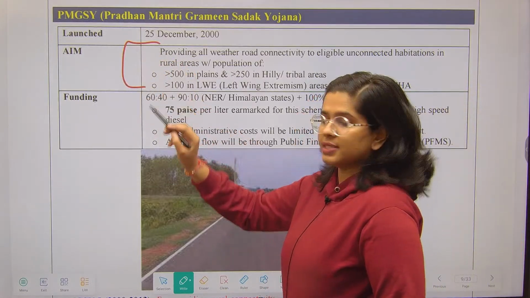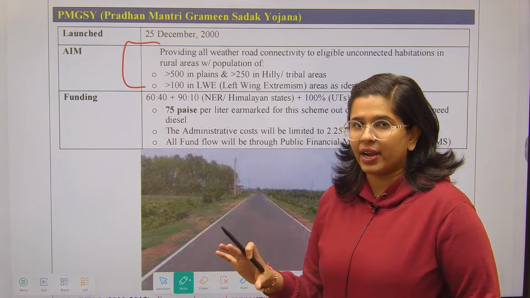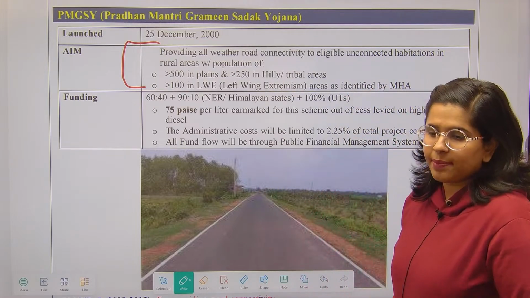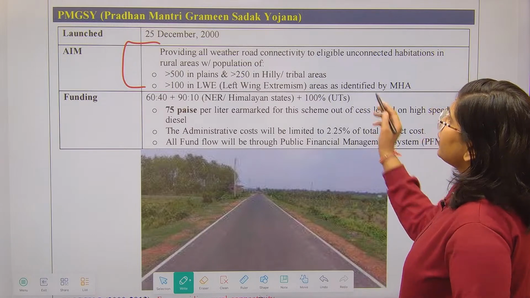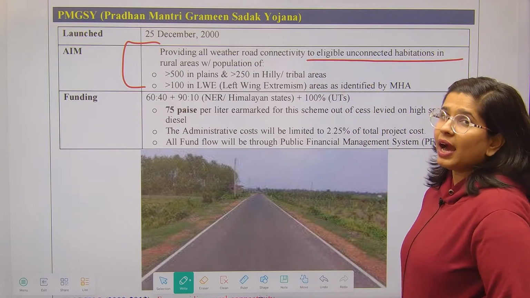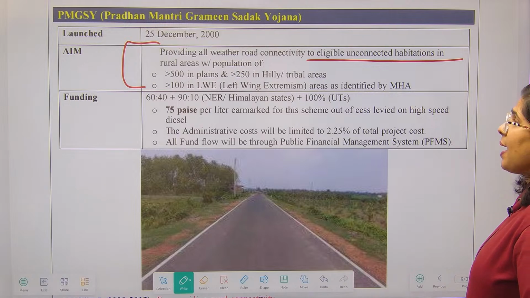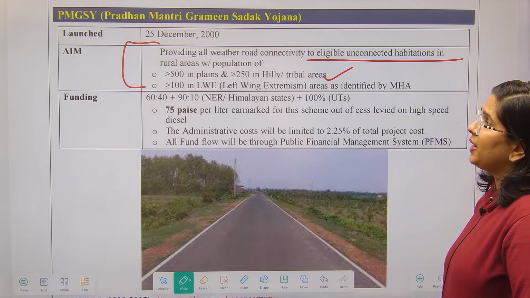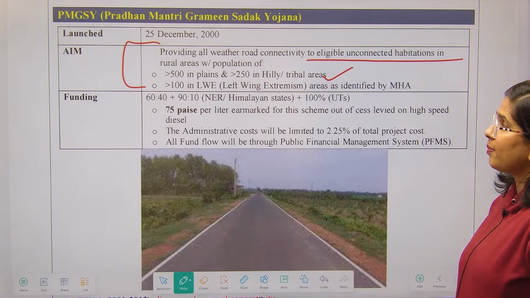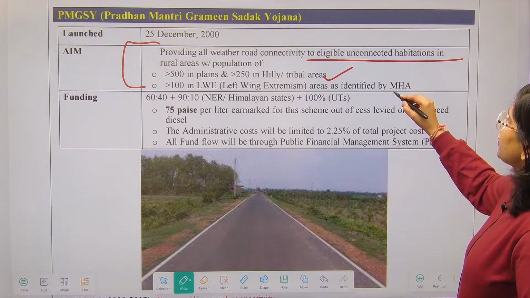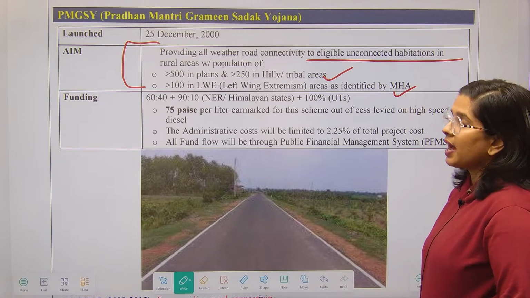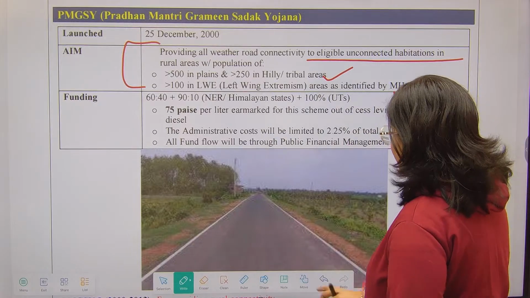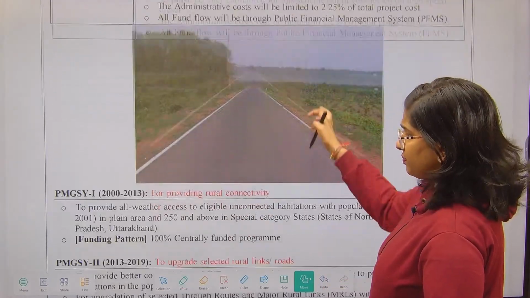We have already covered this scheme in bullet format, but today we are going to do a detailed version of it in case questions are asked from it. The aim is providing all weather road connectivity to eligible unconnected habitations. If there is a population of more than 500 people in plains and more than 250 in hilly or tribal areas, this is the criteria. And if the population is more than 100 in left wing extremism areas as identified by the Ministry of Home Affairs. So this was the aim of this particular scheme, right?